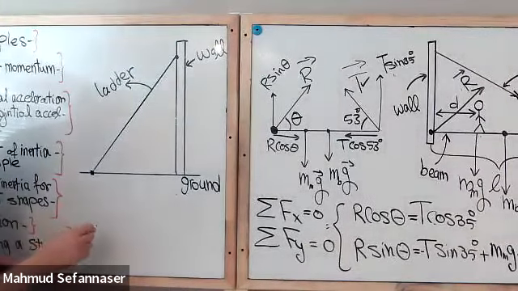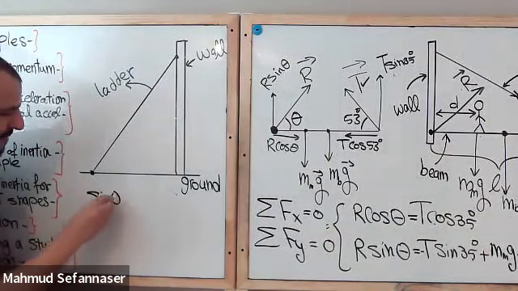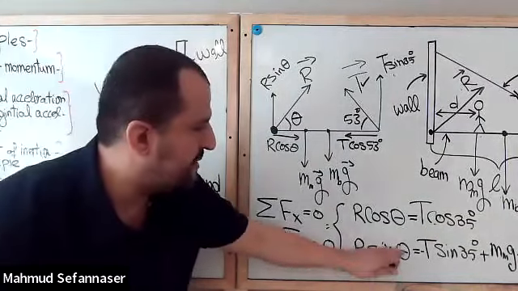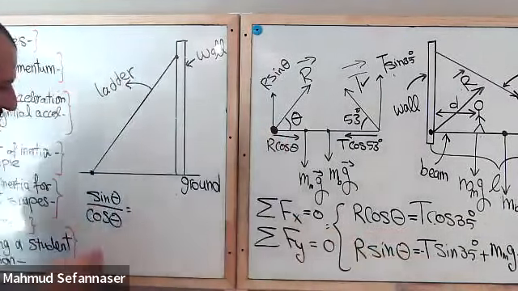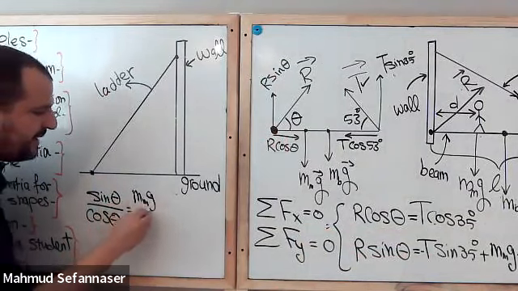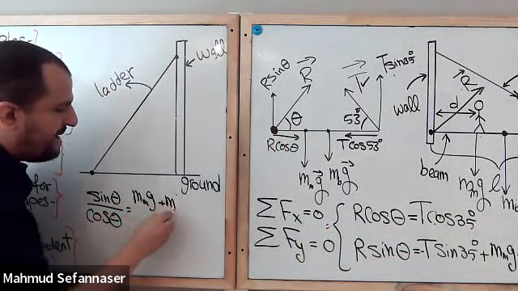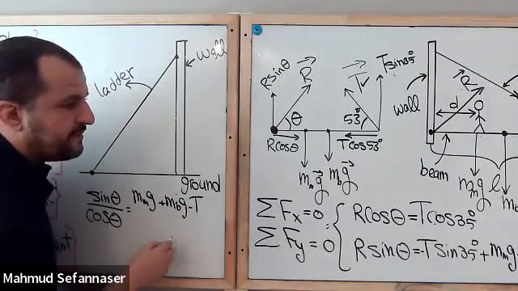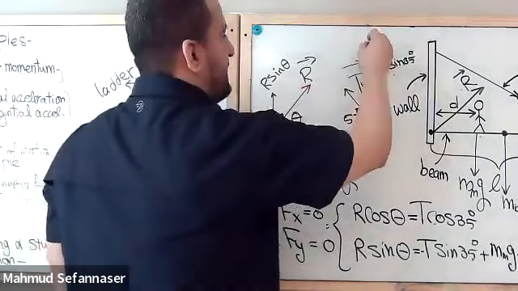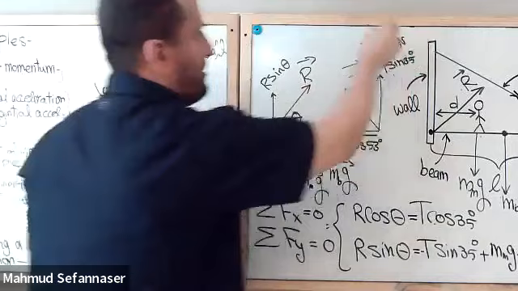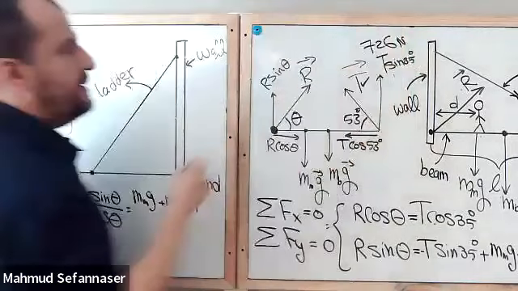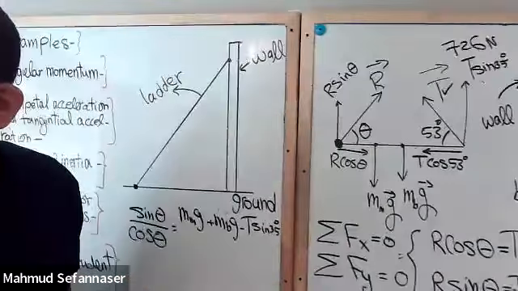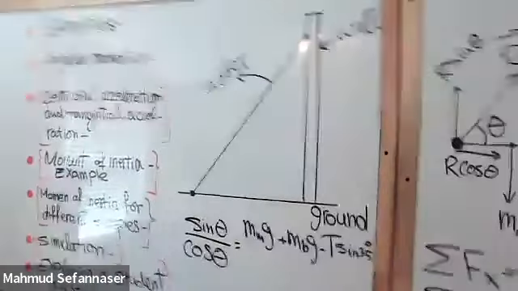Okay. So I will have sine theta over cosine theta, that's equal to the mass of the man times gravity plus the mass of the beam times gravity minus the tension force. And again, for the tension force here, I need to write 726 newtons because we'll need that. We have here sine 35 degrees. So this is very nice.